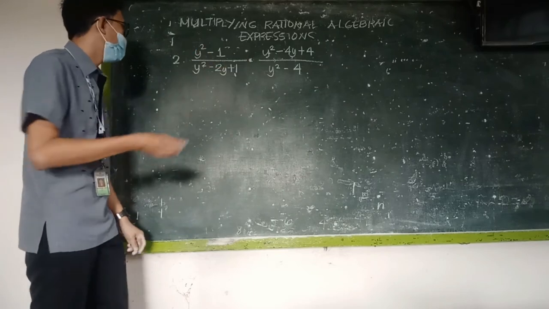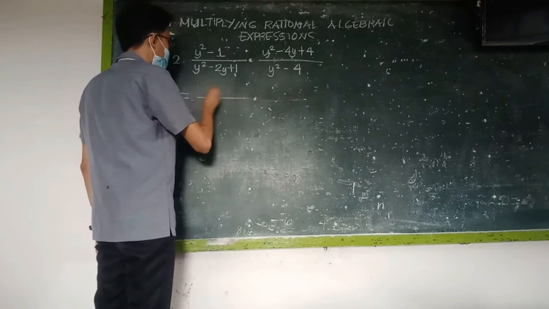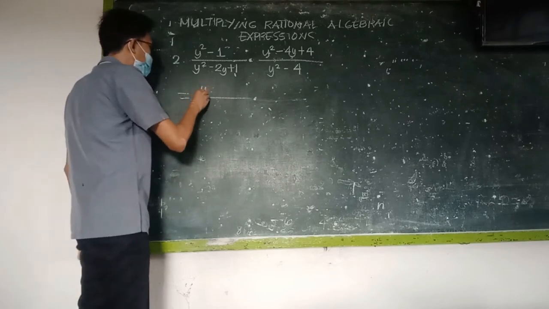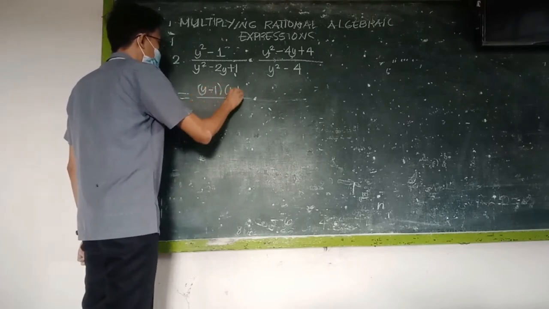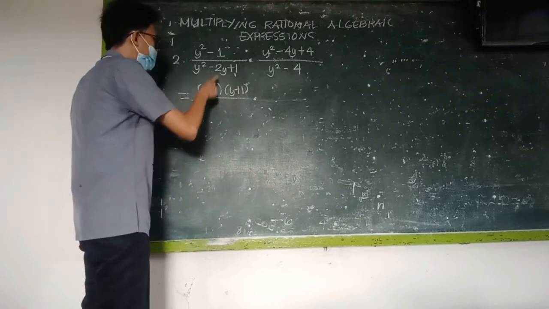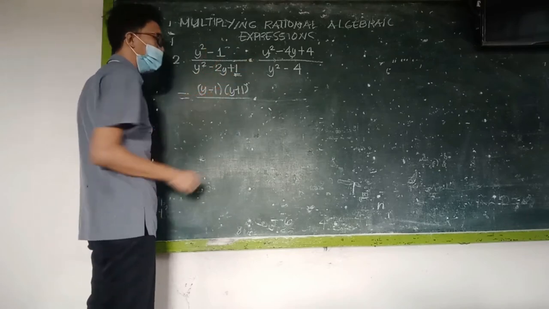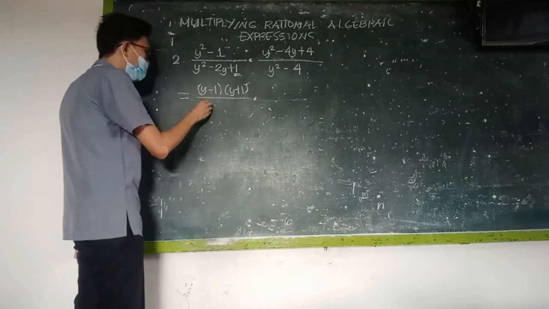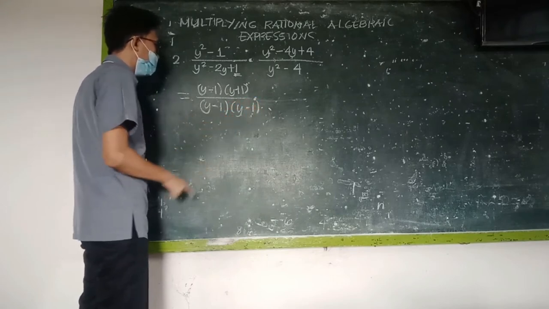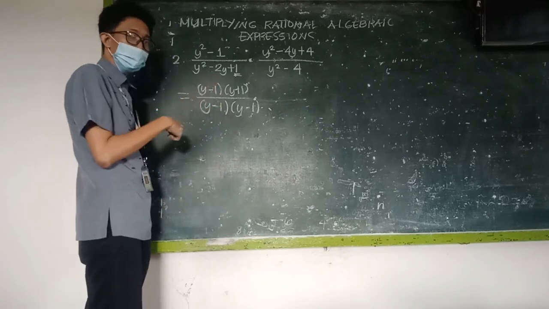Lahat-lahat dito. So i-factor out natin dito. So factors ng y squared minus 1 by difference of 2 squares, so we have y minus 1 times y plus 1. Sa baba, this is a perfect square trinomial. Since 2 divided by 2, 1, then squared natin, so nakakuha tayo ng 1. So, this is a perfect square trinomial. So, we have y minus 1, y minus 1. Nakuha natin ang factor since we will get the factors of 1 na ang sum is negative 2.